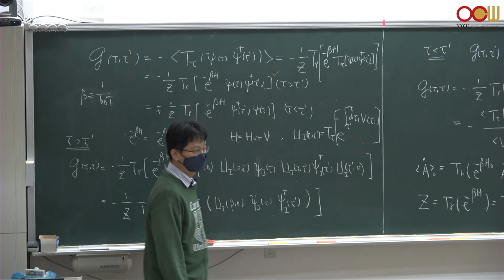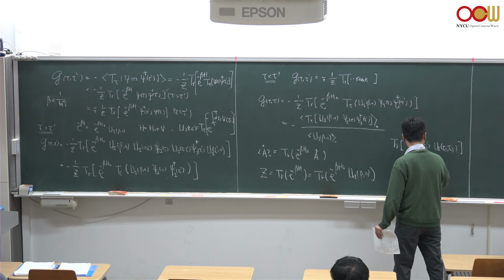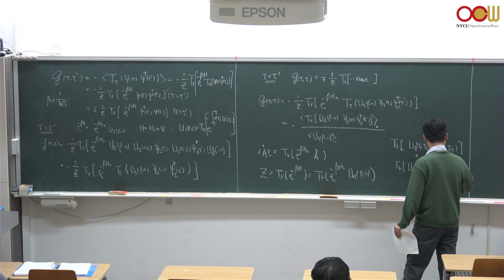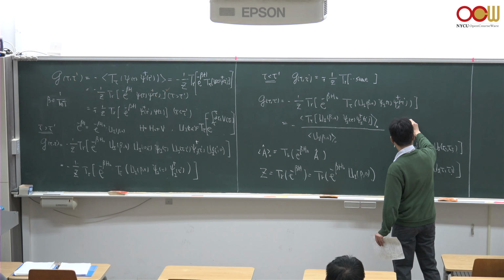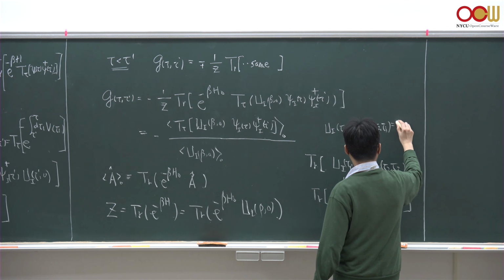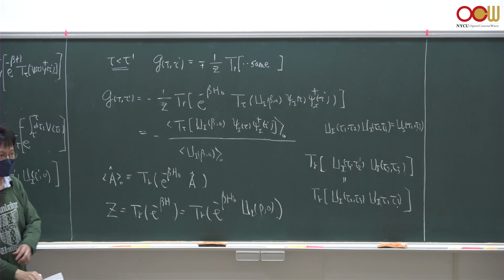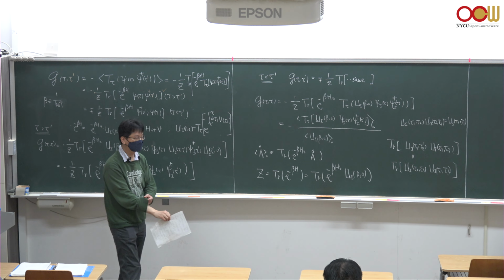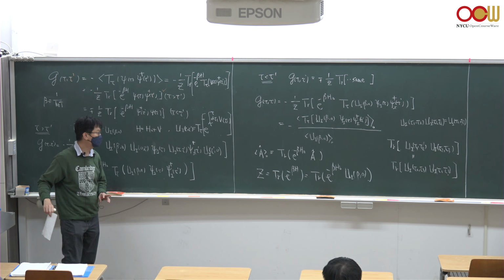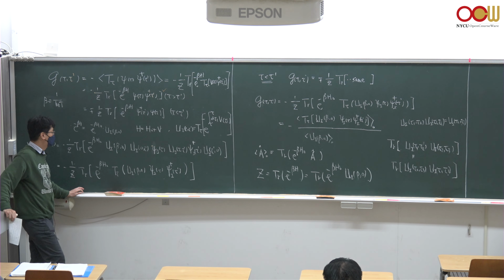You could use these properties: U_I(tau 1, tau 2) U_I(tau 2, tau 3), and so on. So this is the same as the trace of U_I(tau 2, tau 3) U_I(tau 1, tau 2). And you have this nice property of U_I, such that U_I(tau 1, tau 2) U_I(tau 2, tau 3) is actually U_I(tau 1, tau 3). So we will derive those relations later, but these are just nice properties of this unitary operator U_I.